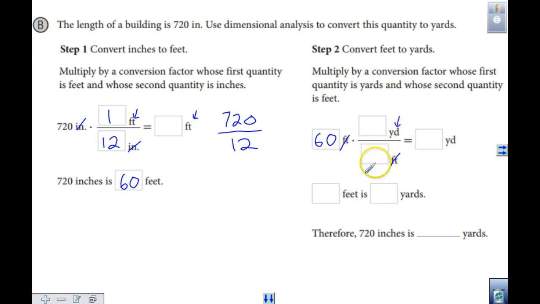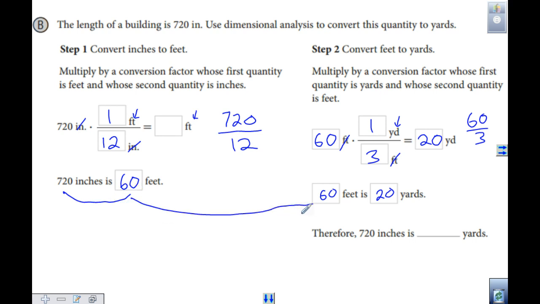And then fill in the numbers. So we have 3 feet, 1 yard. So that's 60 on top, 3 on the bottom, therefore 20 yards. So 60 feet is 20 yards. If 720 inches is 60 feet, and 60 feet is 20 yards, therefore 720 inches is 20 yards.